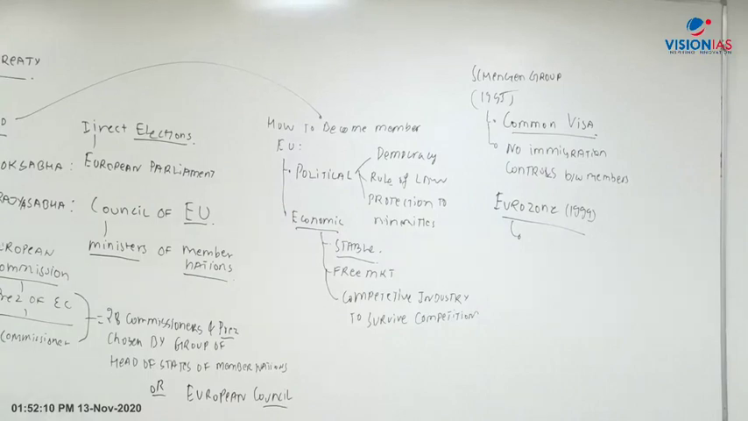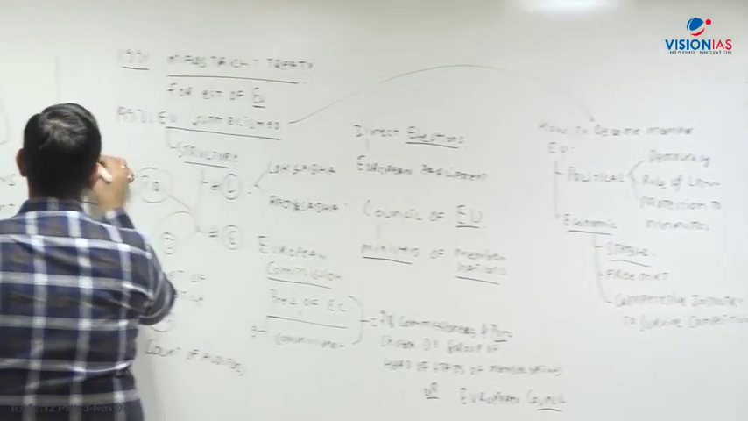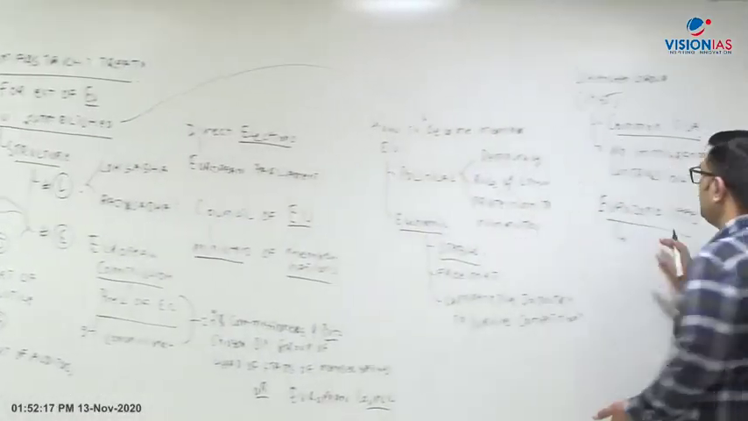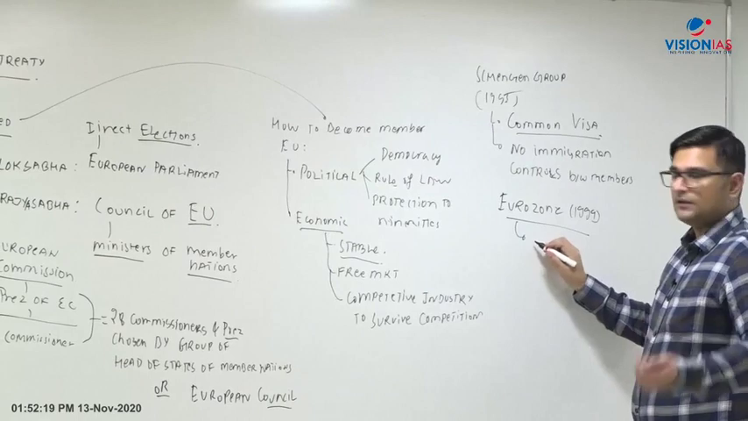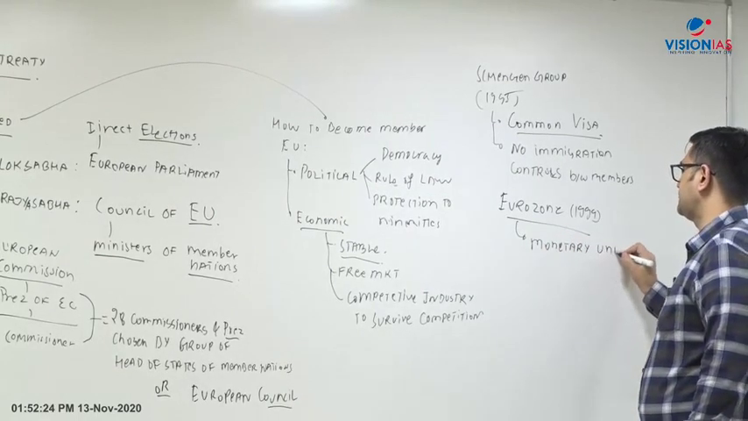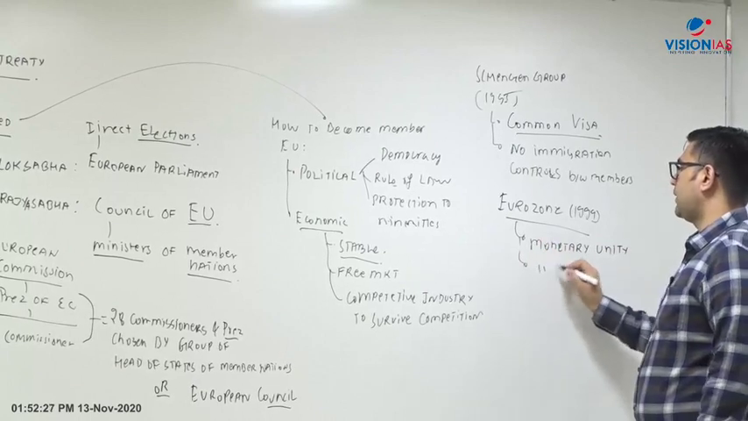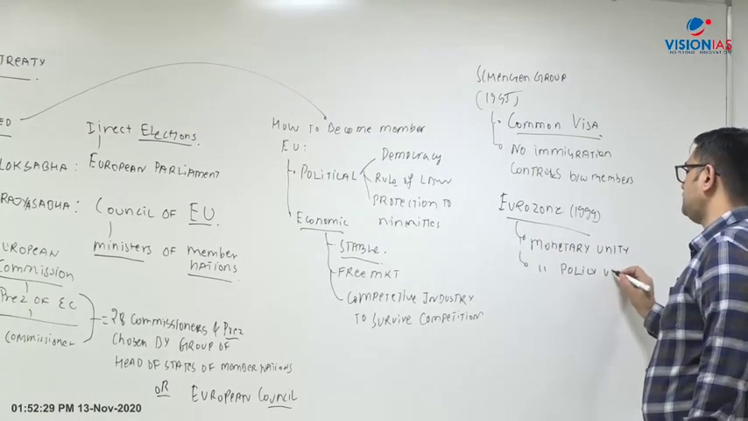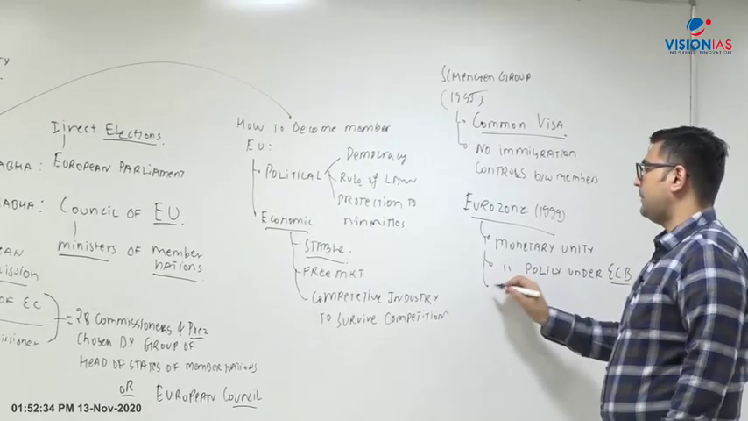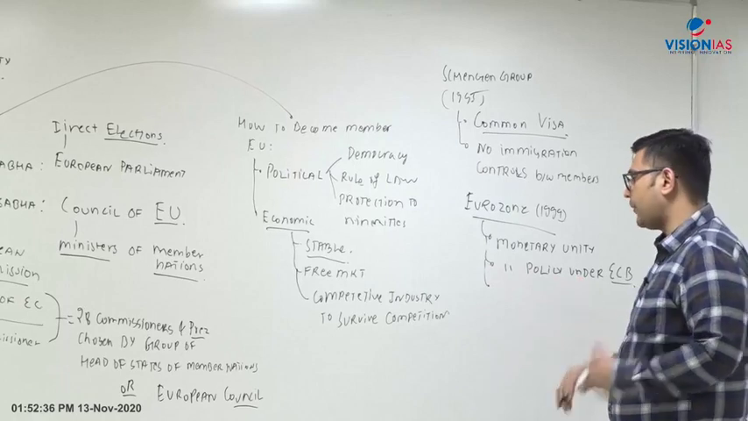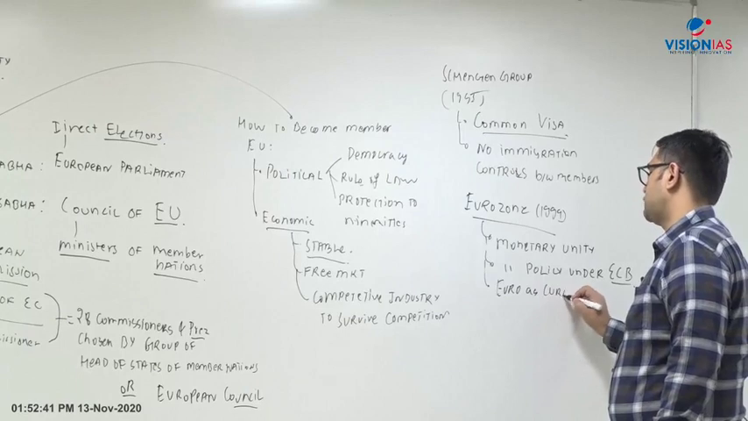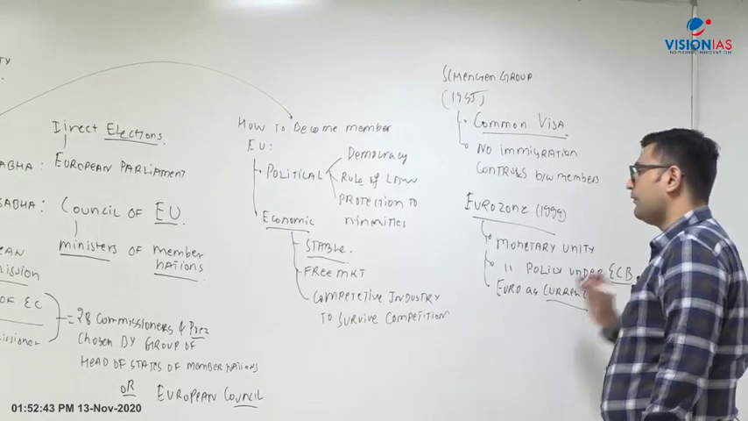There is an RBI also. What is your RBI? Your RBI is known as the ECB, European Central Bank, right? So therefore, Eurozone monetary policy will be under the ECB. So you have achieved monetary unity. Right, so monetary policy will be under your European Central Bank. Okay, and apart from that, you are going to have Euro as your currency. So your own currency will not be there. Euro will be the currency.